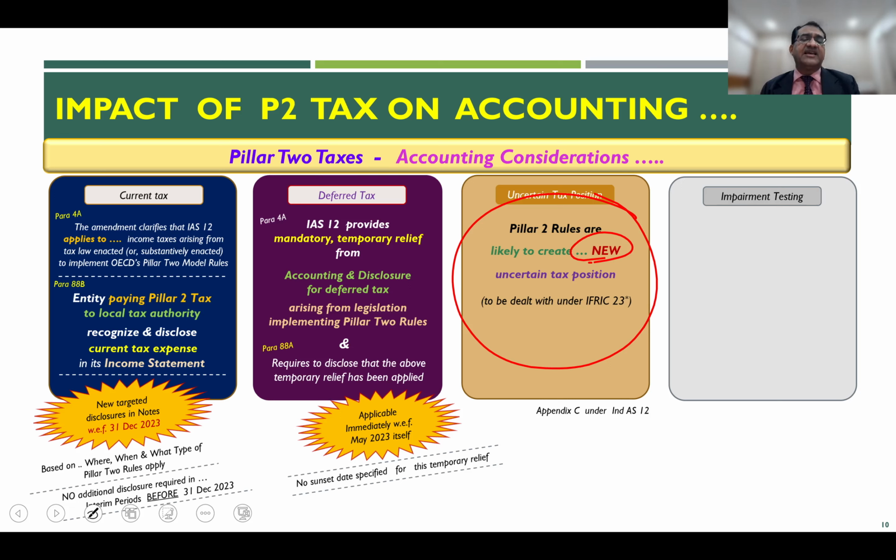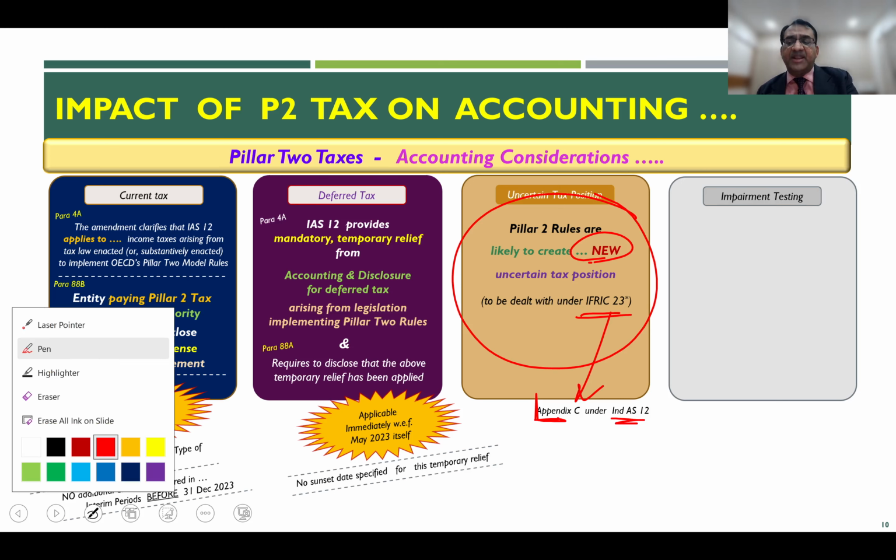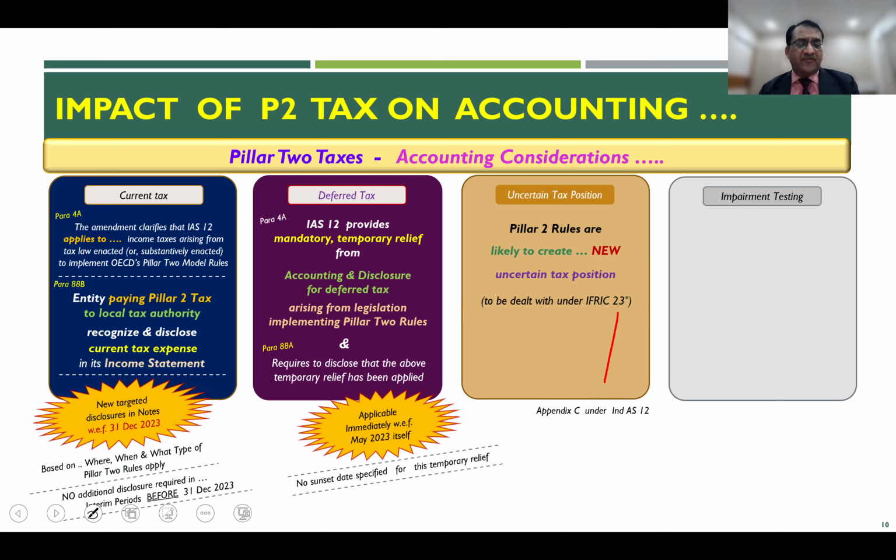And these need to be dealt with under IFRIC 23, which is a specific literature dealing with uncertain tax positions under IFRS. Corresponding to IFRIC 23, we have Appendix C in the Ind AS 12. So when we apply the same requirement in India, in place of IFRIC 23, we will apply the requirements given in Appendix C of Ind AS 12, which is nothing but what is the requirement in IFRIC 23.